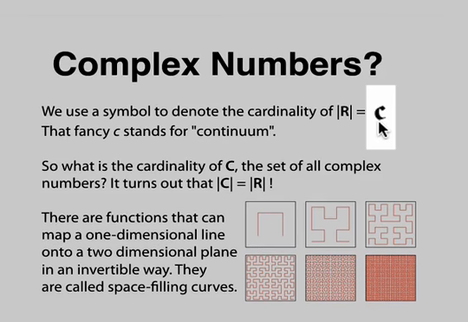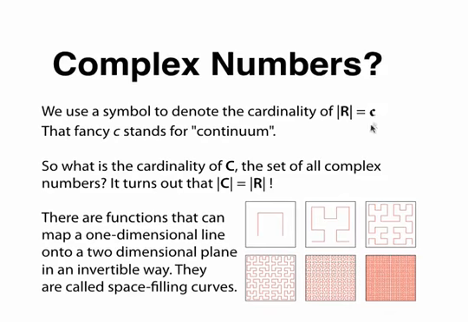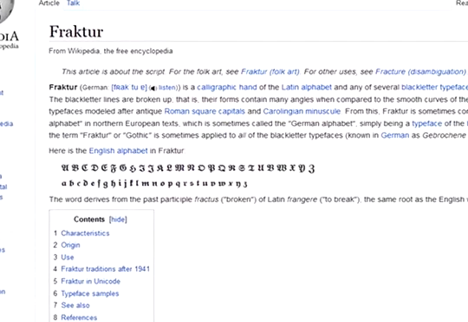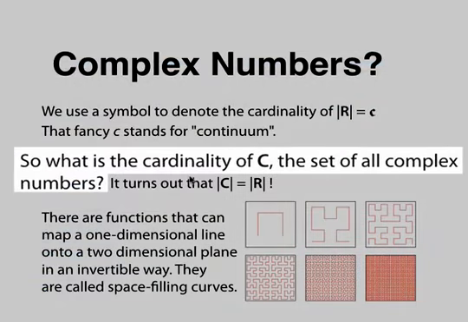It's a fancy C, but it's used normally. It's a font called Fraktur. Anyway, so what is the cardinality of the next set up? The complex numbers. Is it bigger than R or is it equal to R?